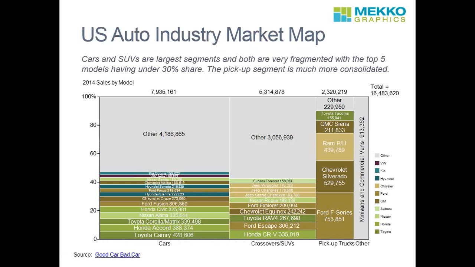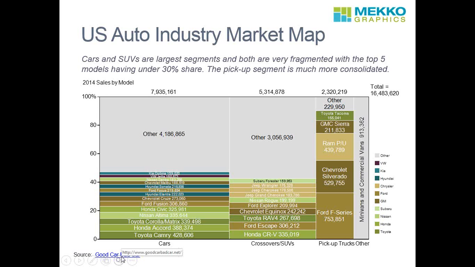Last market map. I promise we'll then move on to other stuff. But I wanted to show you something that adds a little more complexity. If you're from the U.S., it probably makes sense as a market map, because all of us who drive have a sense of what the cars on the road are, unless you live in Manhattan, and then all you see is a lot of yellow taxis. So this is the U.S. auto industry, sales by model in 2014.